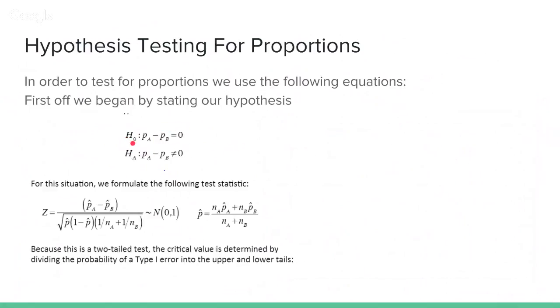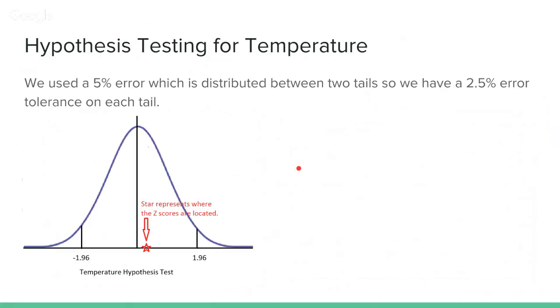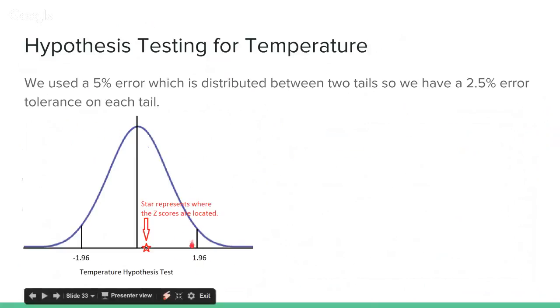Okay, so how we do that is first we set a null hypothesis and an alternate hypothesis, and we solve for them using these. To do that, we have to find the z-score and the probability, or p-hat, sorry. And we use MATLAB again to solve and calculate these values, so feel free to look that up again. Okay, and in this test, we use the 5% error, which is distributed between the two tails. So we have a 2.5% error tolerance on each tail. That's why we get this number, if you look at the chart.